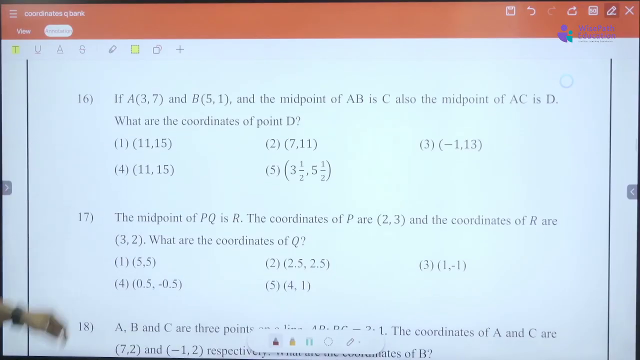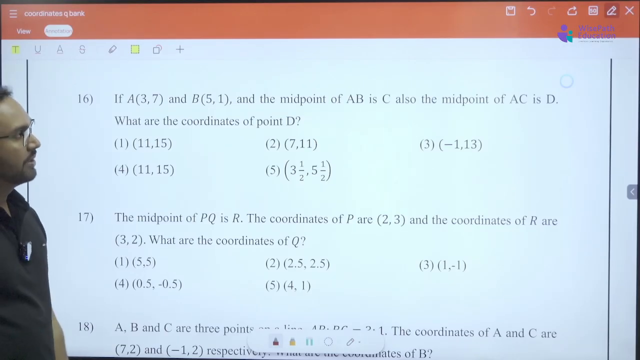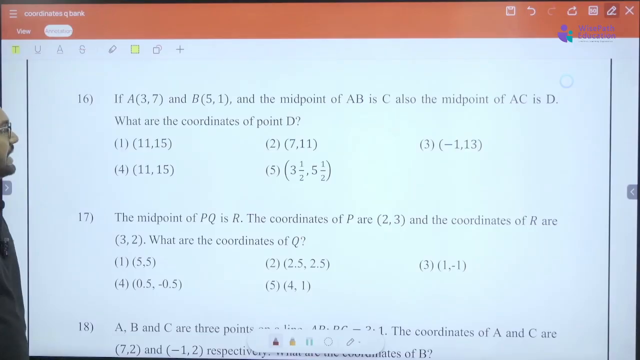16th question. If A is (3, 7) and B is (5, 1) and the midpoint of AB is C, also the midpoint of AC is D, what are the coordinates of point D?